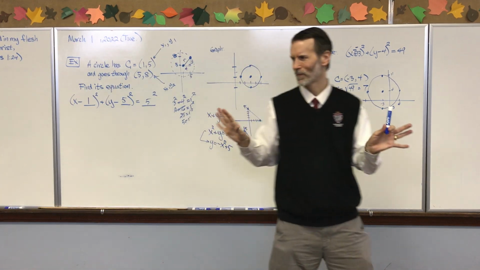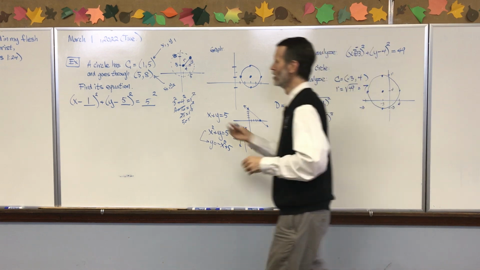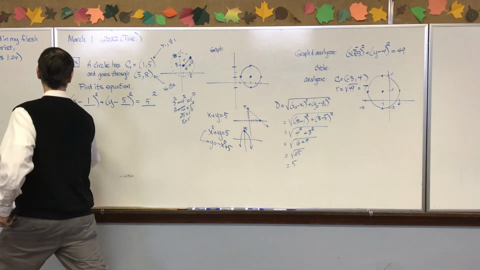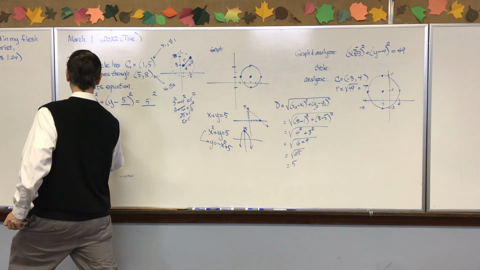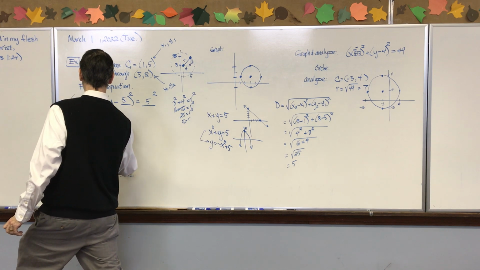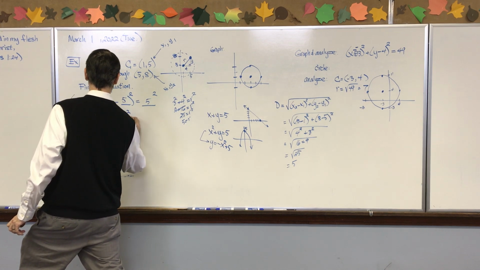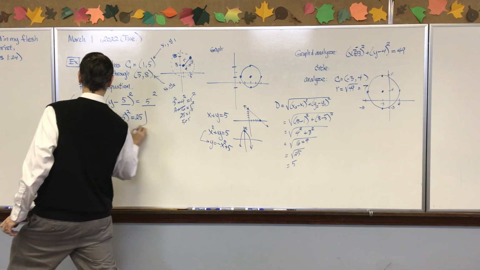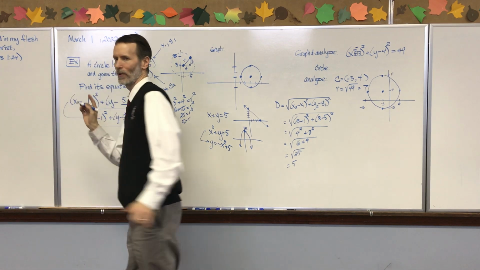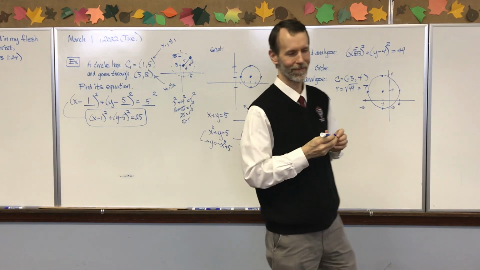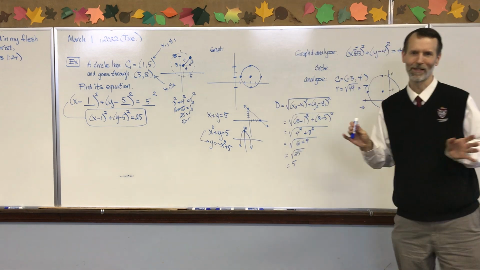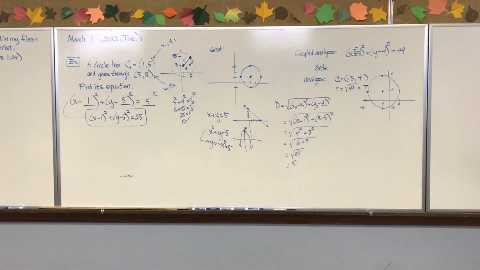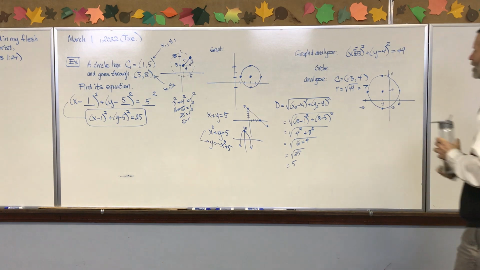Still following? Does it make sense? Now I just want to simplify this. (x - 1)^2 + (y - 5)^2 = 25. And that's what I would want on your test for an answer. Does that make sense? So we've covered two main things.